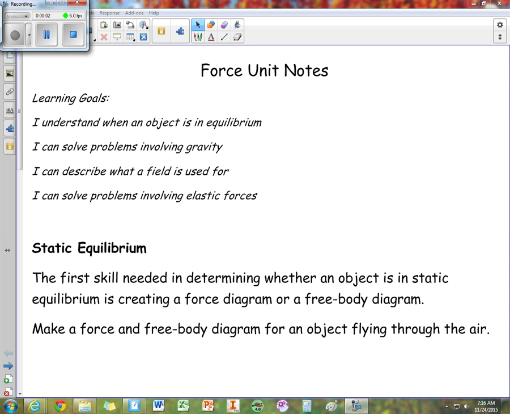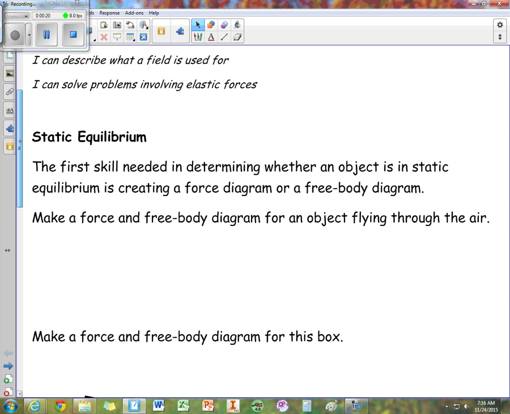Okay, this is video 1 for the force unit notes. With these learning goals, I want you to understand what equilibrium is. I want you to be able to solve problems involving gravity, describe what a field is used for, and solve problems involving elastic forces. All right, so let's go ahead and get started.